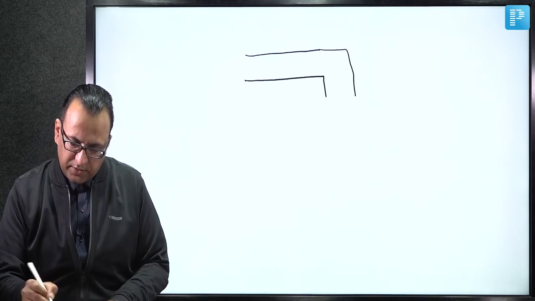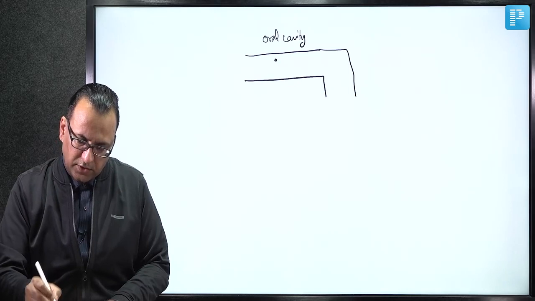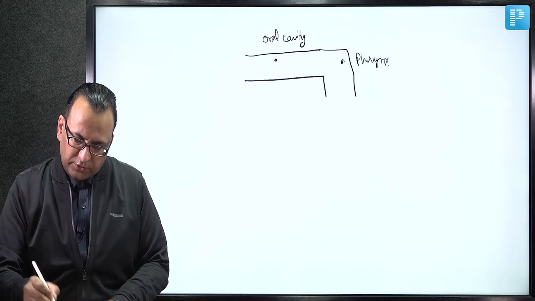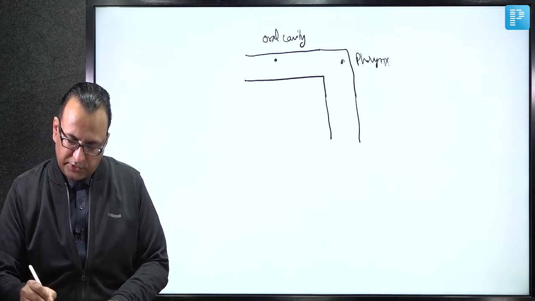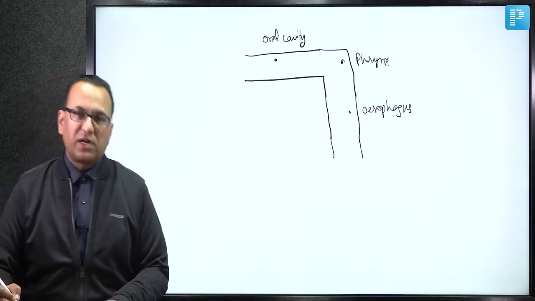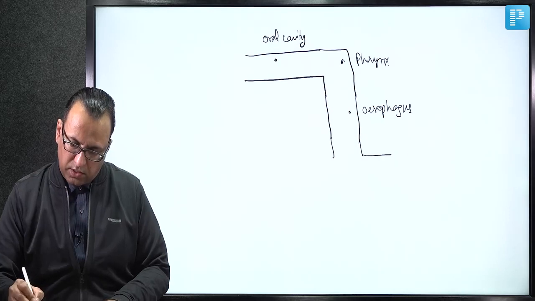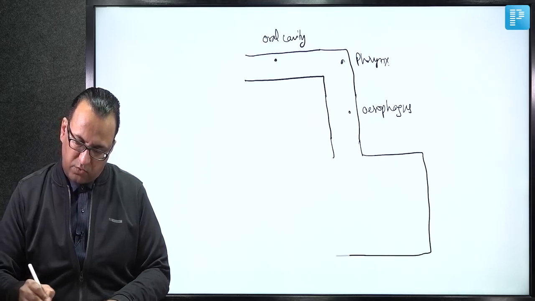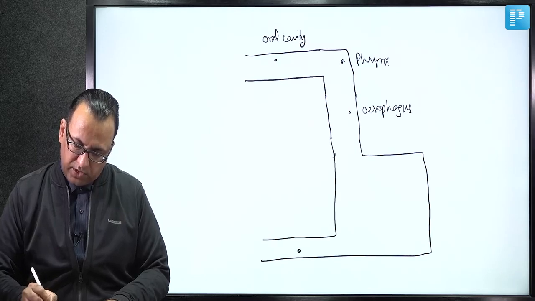So you can mention here, this is the oral cavity, distally becoming the pharynx, which then continues as the esophagus. So here is the esophagus, which will have a junction with the stomach. So we can draw the stomach here, which will then continue as the small intestine. That is the proximal duodenum.